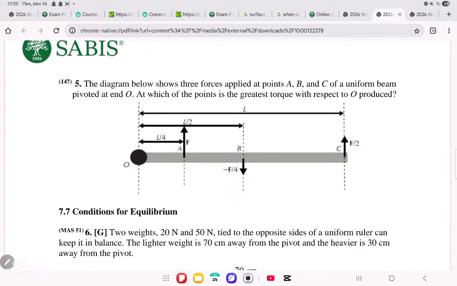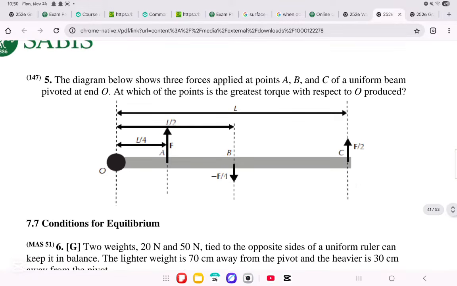The diagram below shows 3 forces applied at points A, B, and C of a uniform beam pivoted at end O. At which of the 3 points is the greatest torque with respect to O produced? Okay, so we need to calculate at A, B, and C the torques, and we need to see which one has the biggest torque. We first start with A. Don't forget to include the directions as well. You do the right hand rule, you will see that it's counterclockwise, positive.